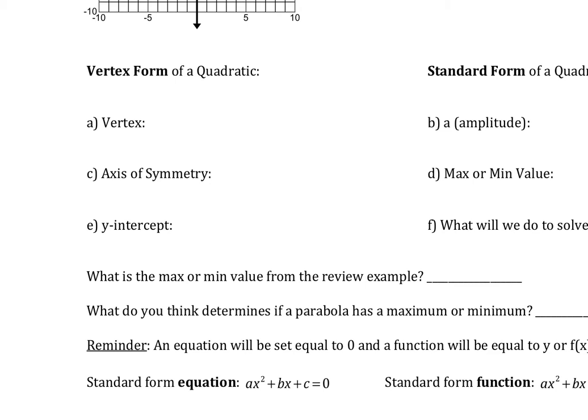What we just graphed above was the vertex form of a quadratic. So we had y equals a times x minus h squared plus k. So that's what we graphed when we did transformations. We call this vertex form because from this we can pull out the vertex. It's (h, k).